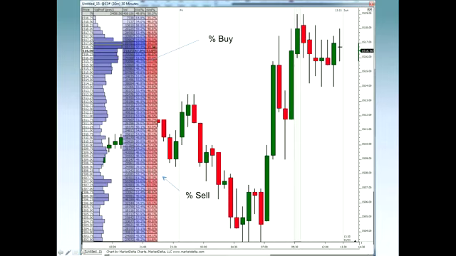All right? What does that tell me now that I'm armed with additional data? Am I ready to take a short? 55% to 44.7% on my highest volume bar. Who is still more powerful at that price level? The buyers. Right.